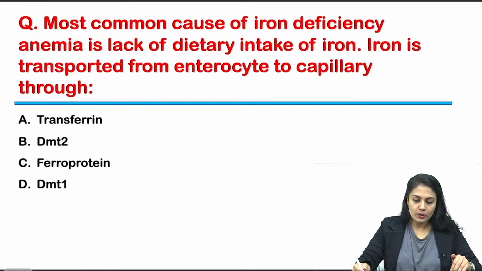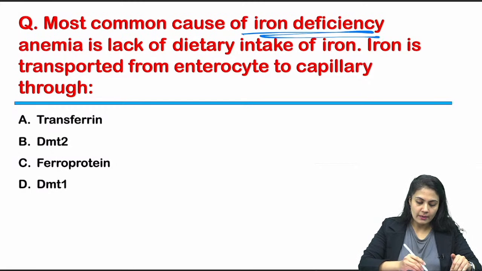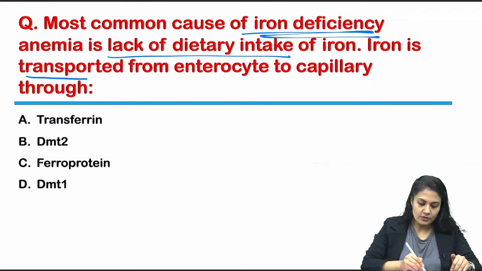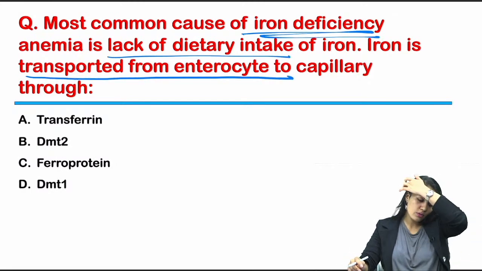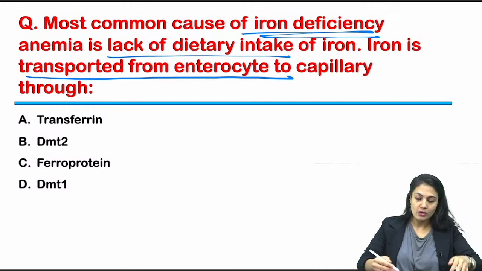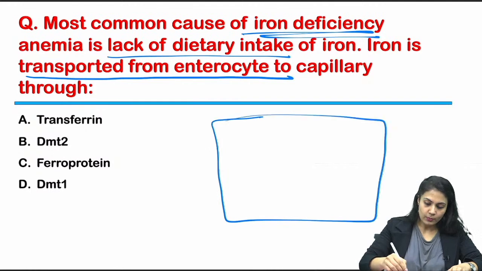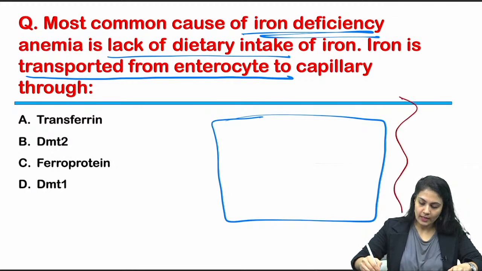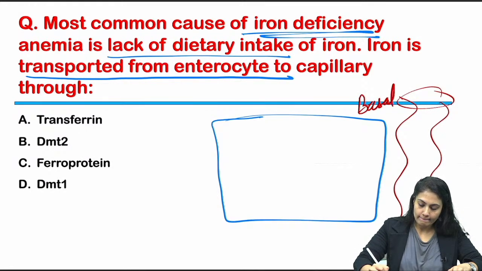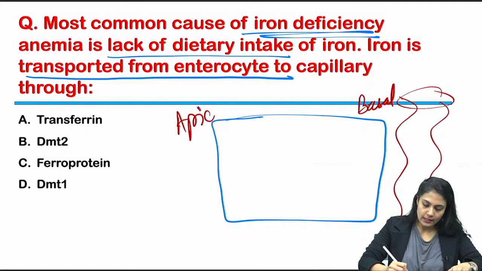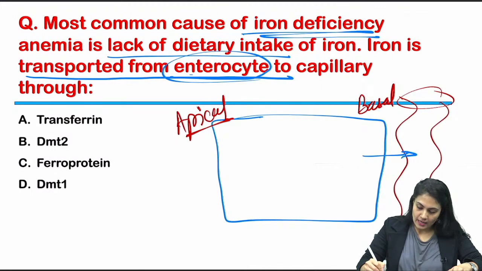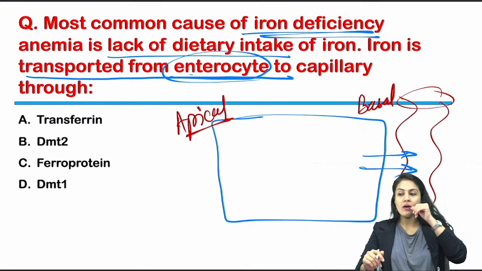Next question: most common cause of iron deficiency anemia, lack of dietary intake. Okay, iron is transported from enterocyte to the capillary through... Okay, so there are two areas. Suppose this is the cell and this is the capillary. So this is going to be the basal side, and this is going to be the apical side. Please carefully read the question. Transported from the enterocyte to capillary, that means they're asking us about the basal area and not the apical one.